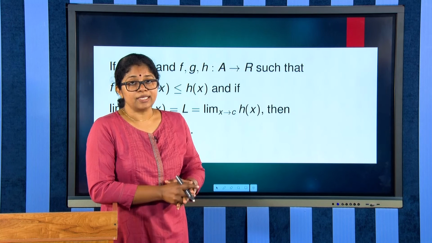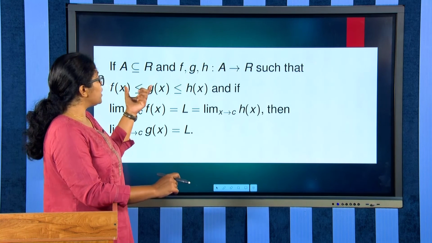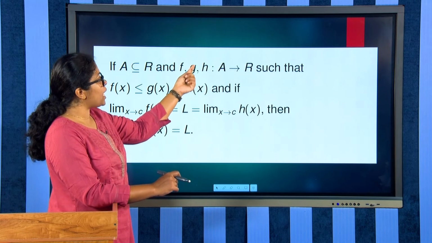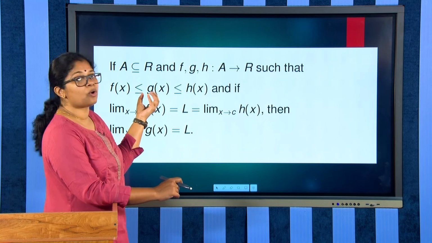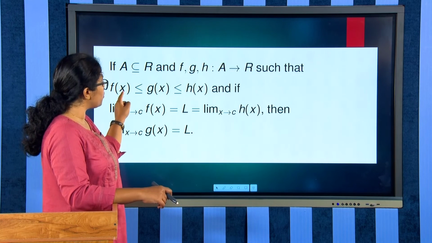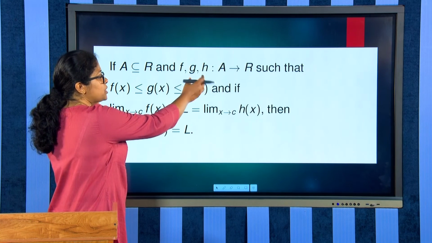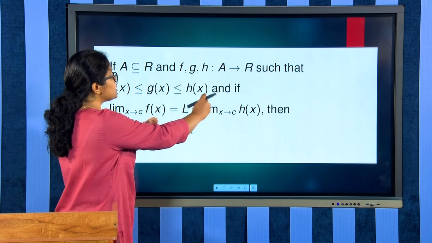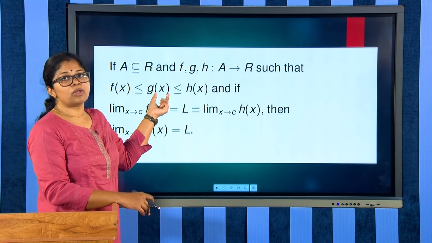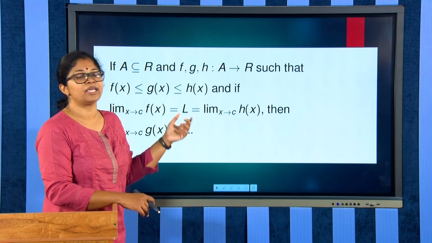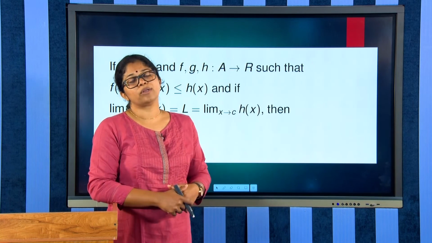The next limit theorem is called the sandwich theorem or the squeeze theorem, where we have three functions f, g and h such that the function g of x is sandwiched or squeezed between f of x and h of x, and if both the functions on the two ends are going to the same limit L as x approaches c, the middle function has no other option, it also has the same limit L. So, this is called the sandwich theorem or the squeeze theorem.